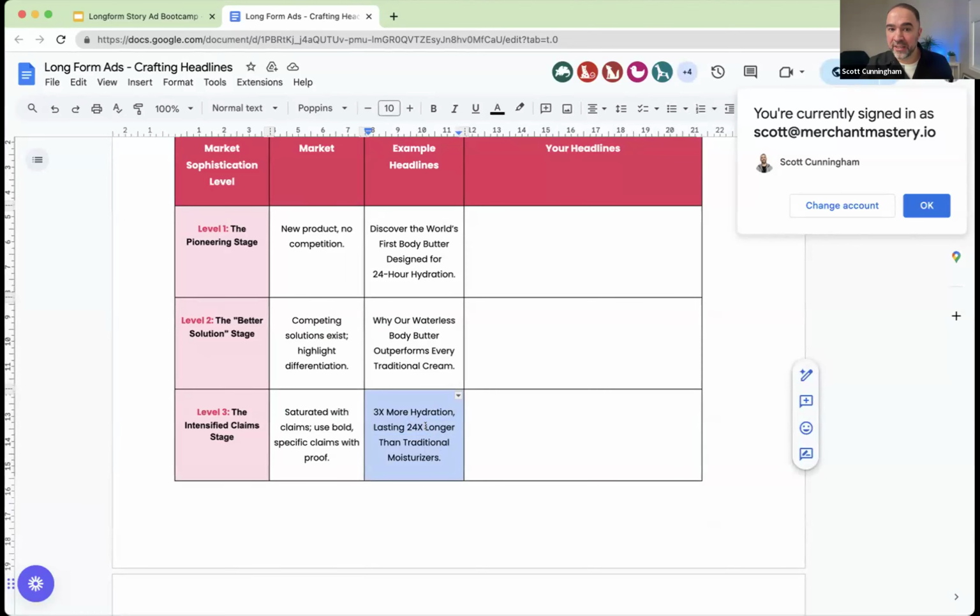You could say something like 90% of doctors prefer our body butter for deep hydration.